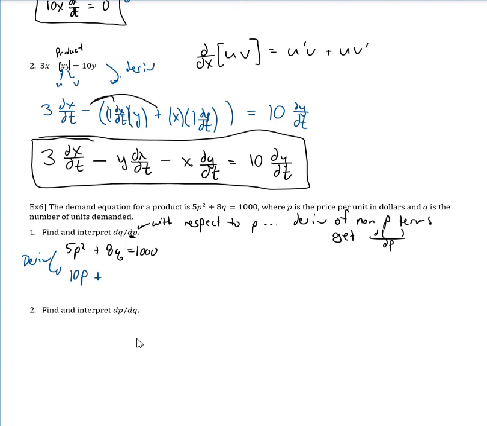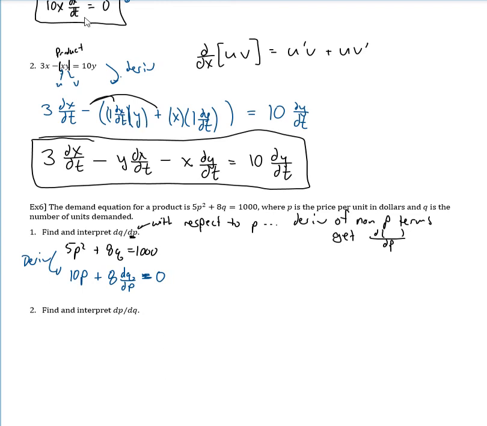So plus 8q's derivative would be 8. And then the derivative of q, though, with respect to p is dq dp. And then equal to 0, because the derivative of 1,000 is 0. And so at this point, maybe we can go ahead and solve dq dp here.